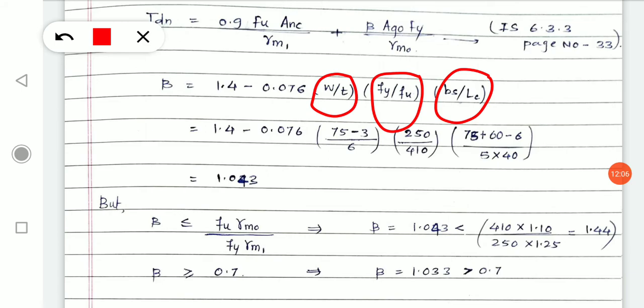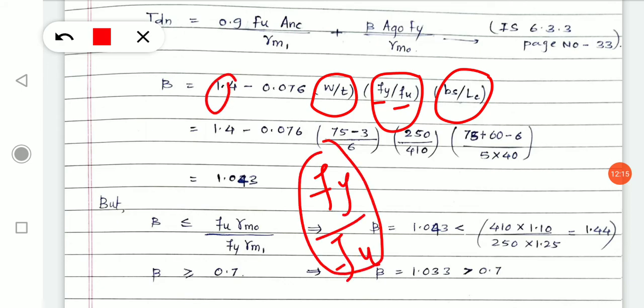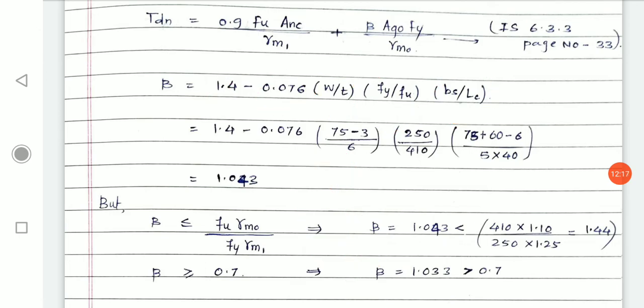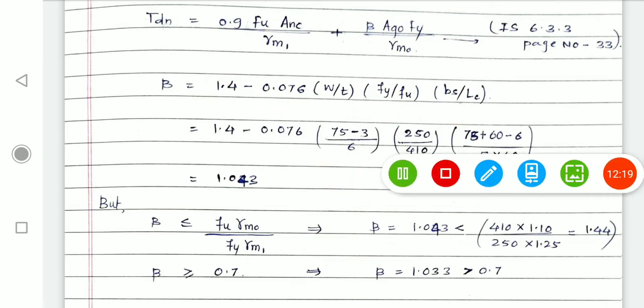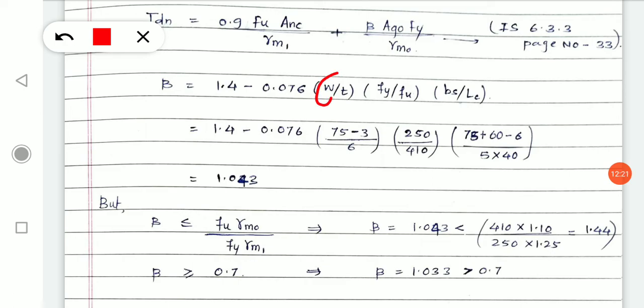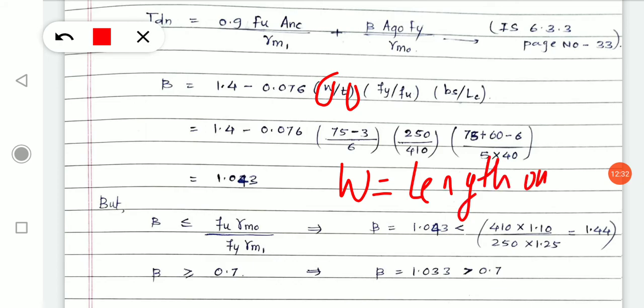See, the first term is Fy by Fu. Fy is yield stress divided by Fu. You know this part already. These are the numerical values. The important part is what the w by t ratio is and how to calculate w and t. So w is the length of the outstanding leg.